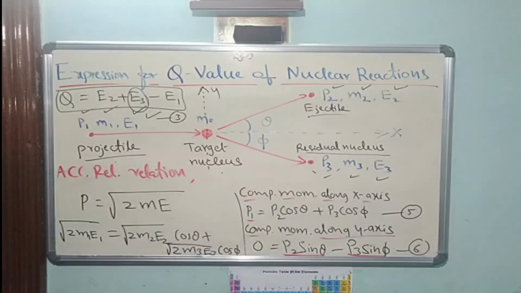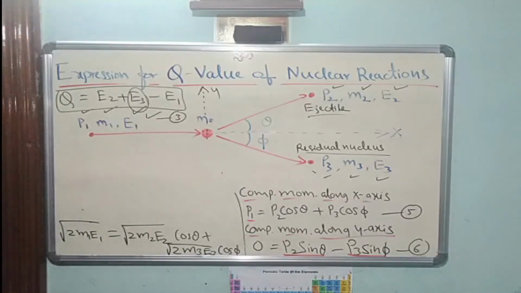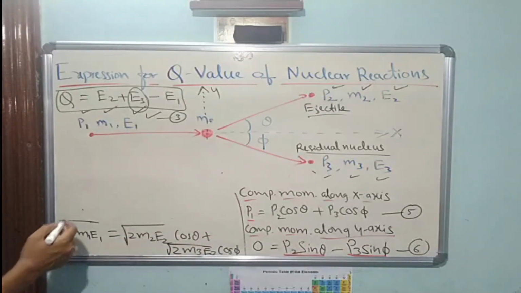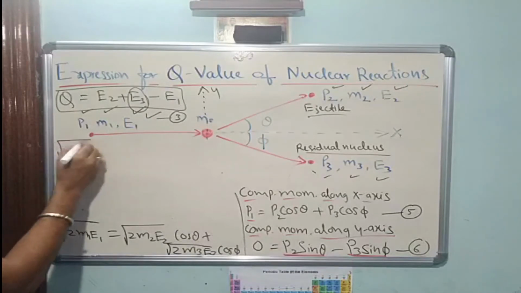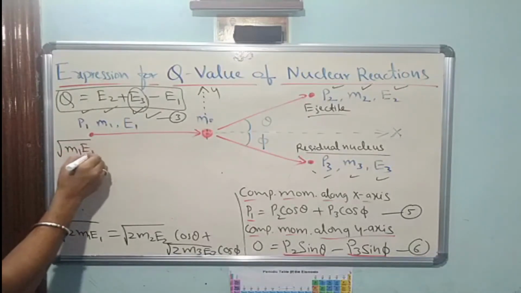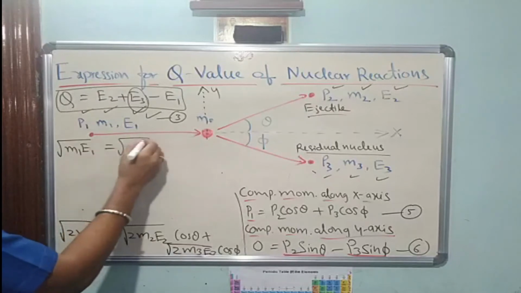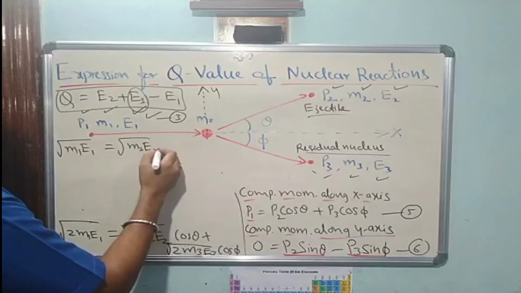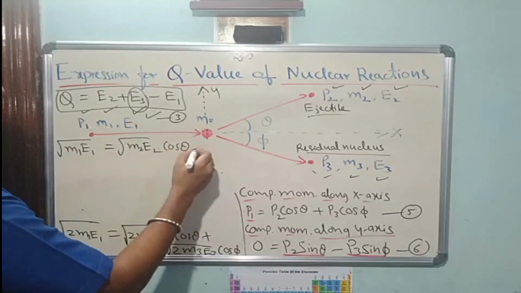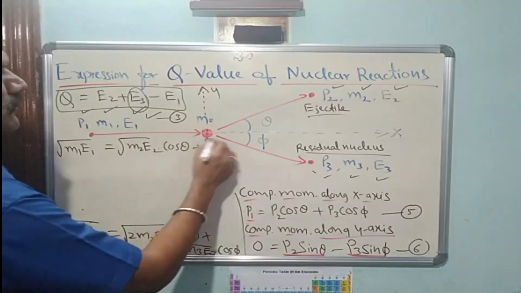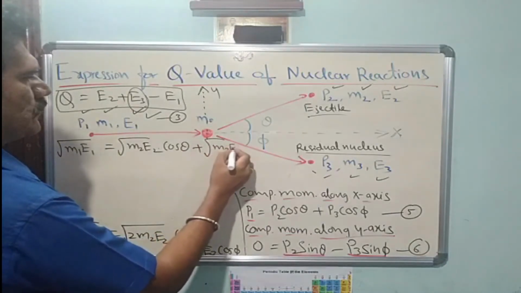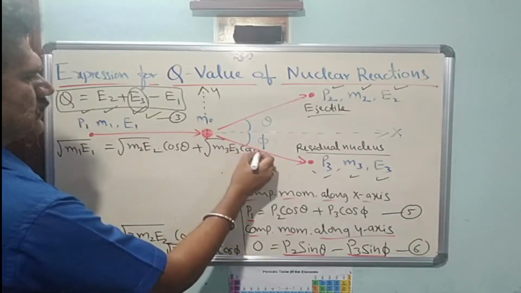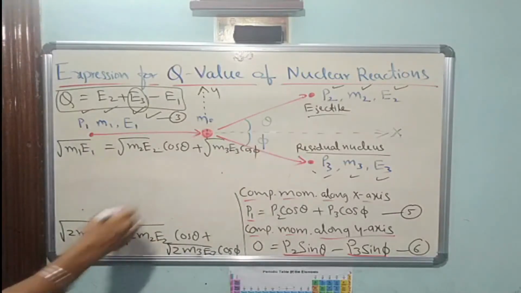Okay. Then what is the simplification? Here what you can do, just see square root of 2, square root of 2, square root of 2. So on either side we have square root of 2, we can just cancel that parameter. So we are left with only square root of m1 E1 is equal to square root of m2 E2 cos theta plus square root of m3 E3 cos phi. It is correct.